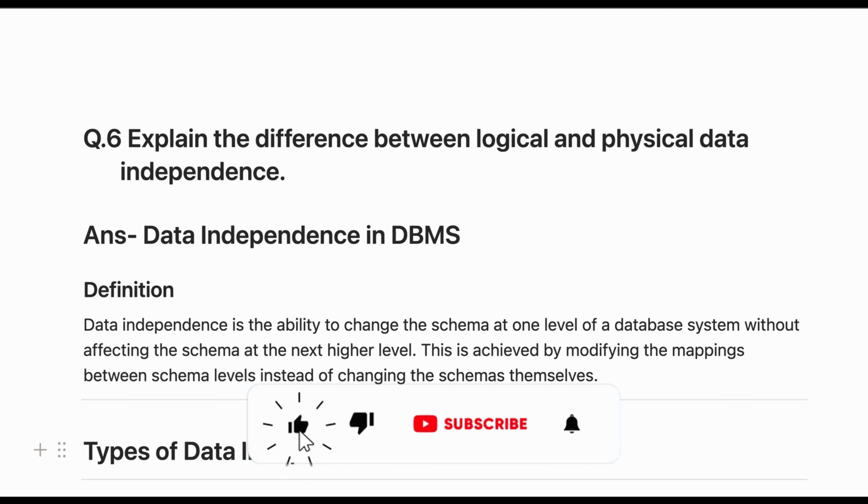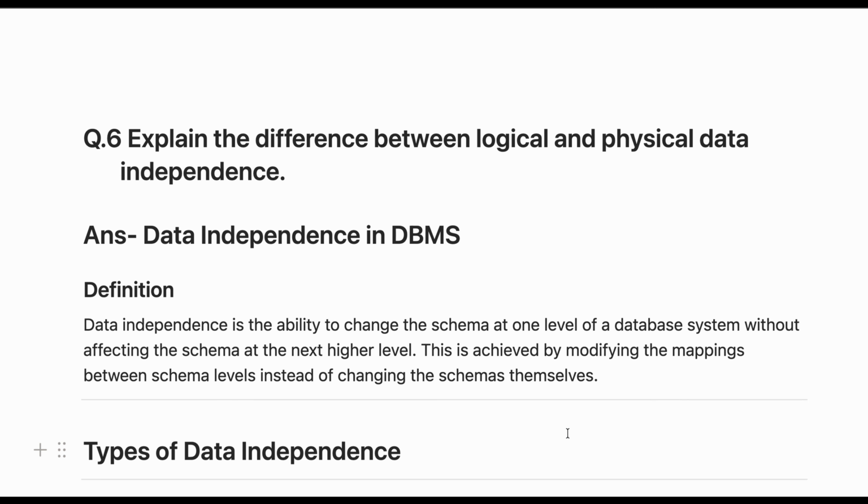In this video, we will understand data independence in DBMS, which is a very important concept for exam. So let's start with the definition. Data independence is the ability to change the schema at one level of database system without affecting the schema at the next higher level. This is achieved by updating the mapping between schema levels instead of changing the entire system.